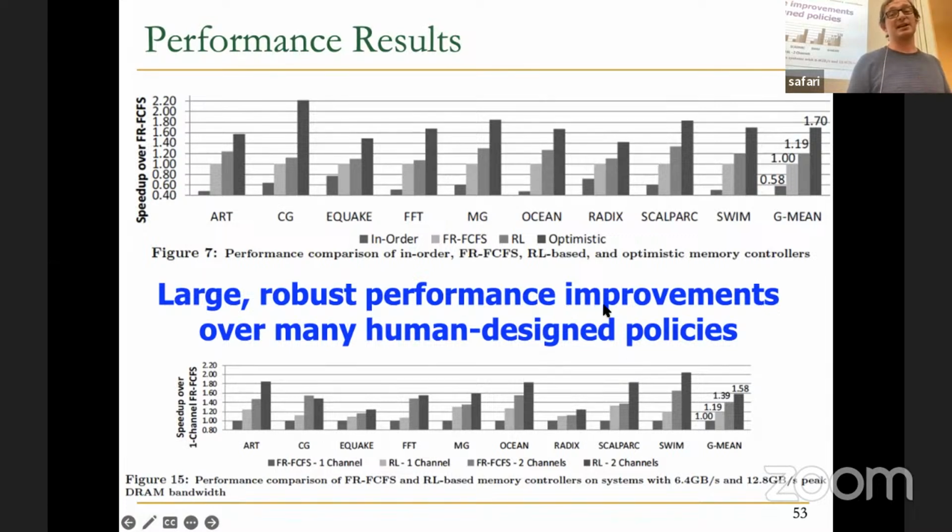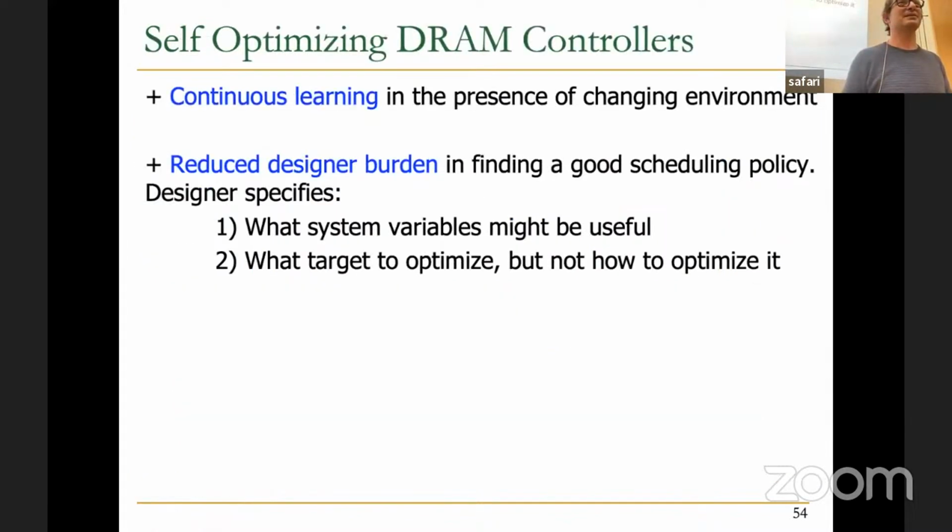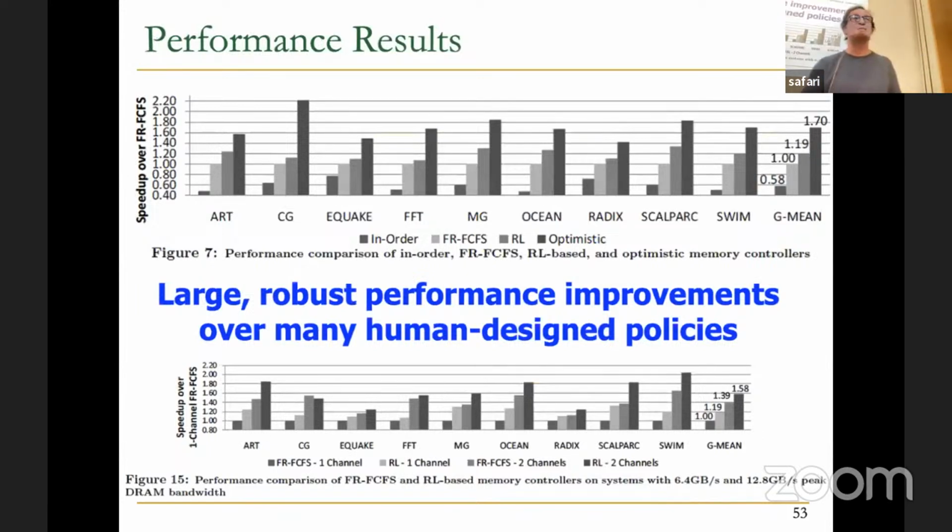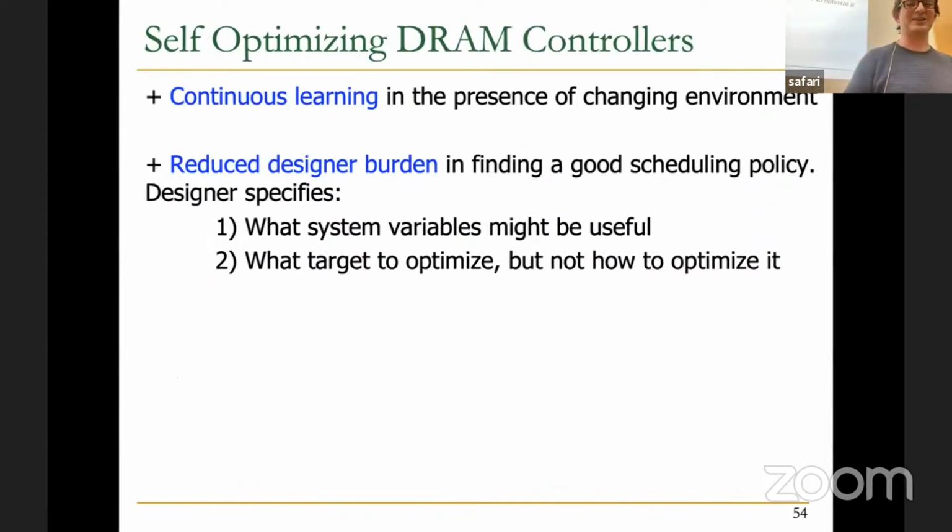Okay, basically, we found out that the performance improvements are consistent, and they're also robust over many human design policies. We also looked at policies that use the same information as I mentioned. Okay, any questions? Okay, I'm running much more slowly than I thought, so we'll keep going for a while.